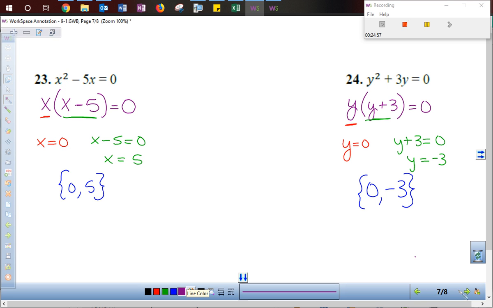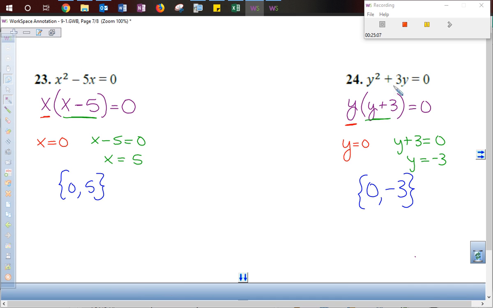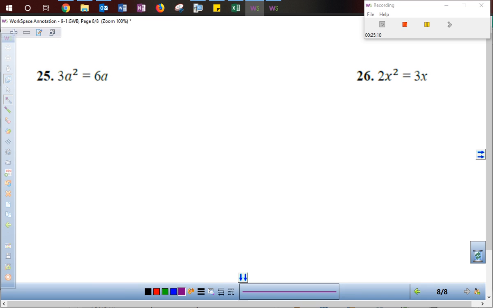Now, on 25, if you'll notice, this one is not like 24 because 24 was set equal to 0. On 25, we have to get it equal to 0 before we can start to solve. So I need to subtract this 6a over to get 3a squared minus 6a, and that'll be equal to 0. Now I can look for the greatest common factor. 3 and 6 have a 3 in common. A squared and a have an a in common. So when I factor out a 3a, 3a squared divided by 3a leaves me with a, and negative 6a divided by 3a leaves me with negative 2.